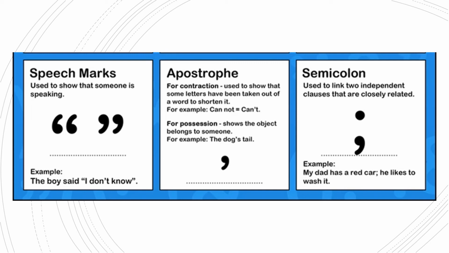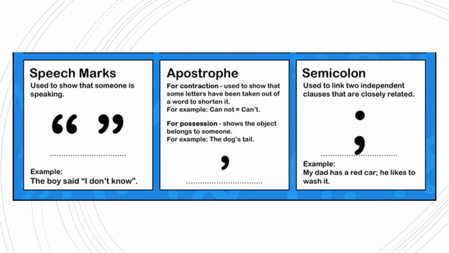Apostrophe for contraction: used to show that some letters have been taken out of a word to shorten it. For example: cannot equals can't. So, can apostrophe T: cannot or can't. I can't go to the shop, Mom. Apostrophe for possession: shows the object belongs to someone. For example: the dog's tail.